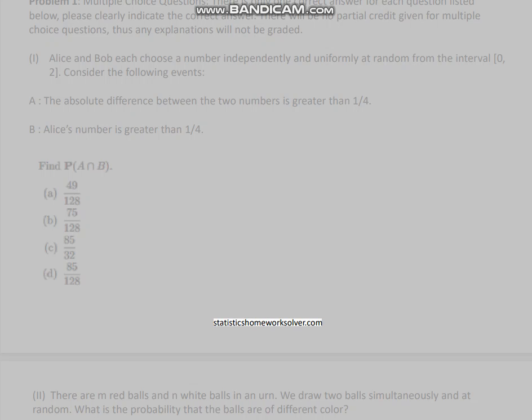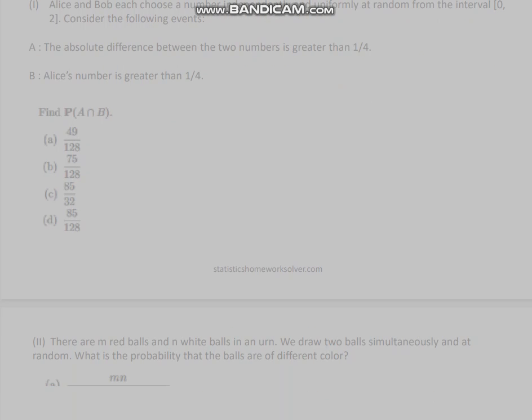2. There are m red balls and n white balls in an urn. We draw 2 balls simultaneously and at random. What is the probability that the balls are of different color?